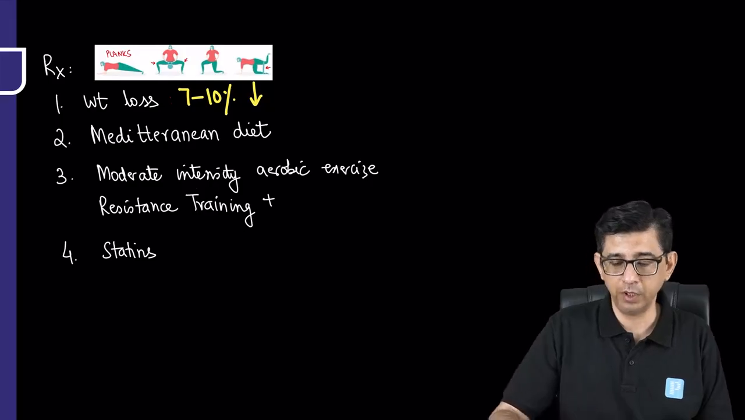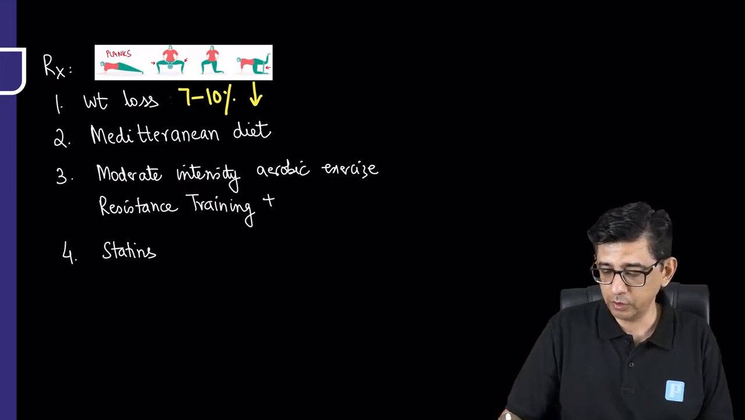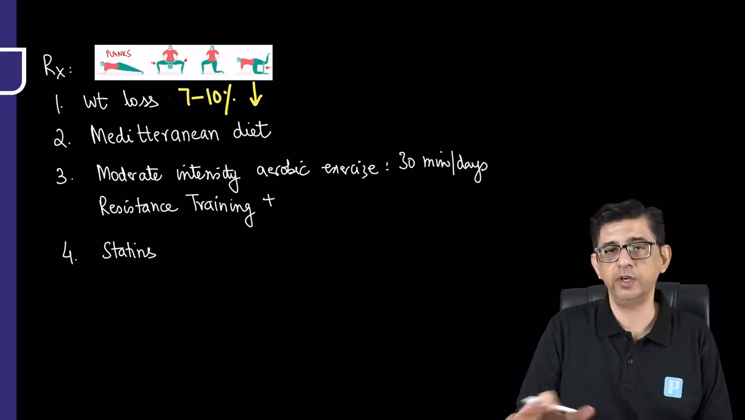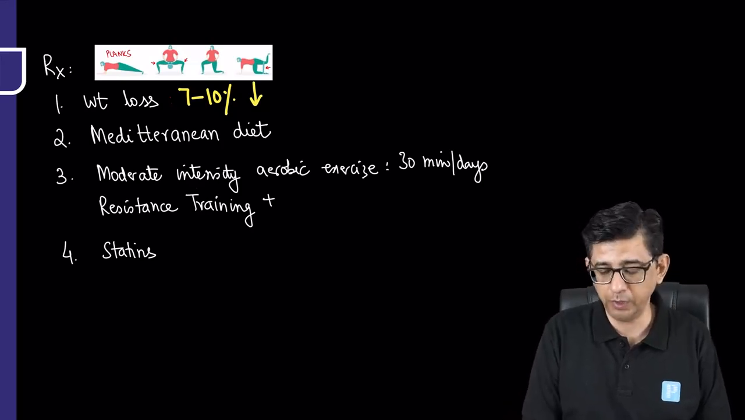Moderate intensity aerobic exercise. What's the duration of exercise to be done? I mentioned that in diabetes mellitus also: 30 minutes per day, for a total of 5 days. That's about 150 minutes of light aerobic activity.